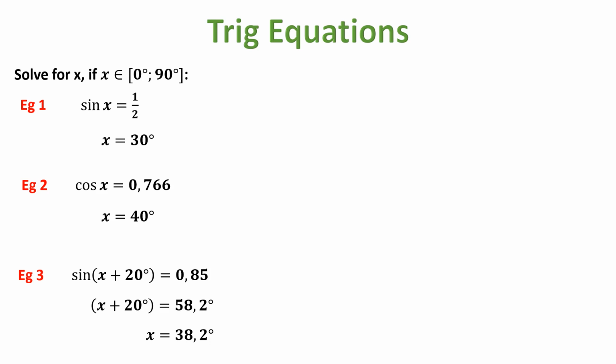because 58,2 minus 20 gives me 38,2. So the most important thing with trig equations is to do the processes in the order that you see them from left to right. So in this case, I saw sine first. That's what I get rid of first, and then I move on.